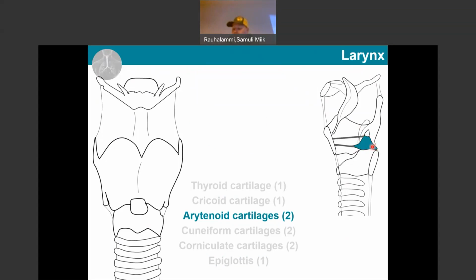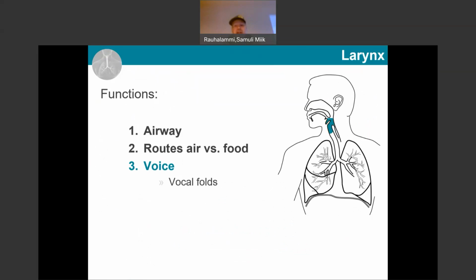Arytenoids have a lot of muscles attaching to those, which allow them to move a little bit, kind of rotate a little bit. With this rotation, we're getting the vocal cords that are connected to those to either tense or relax a little bit. So we're manipulating that vocal cord tension. On top of the arytenoids, we also see corniculate cartilages, one on each one. So those are worth noticing. And finally, there is going to be cuneiform cartilage inside it within the mucous membrane of the larynx as well. I'm just mentioning it for the sake of completeness. So if we were to think about the functions of the larynx, I guess that these are fairly obvious.